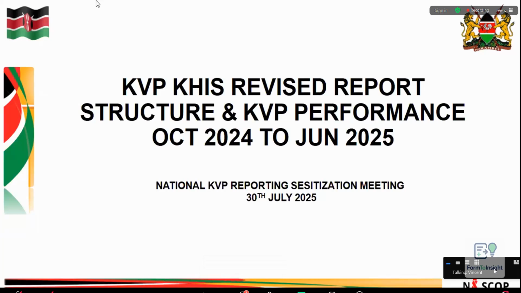KP on KHIS, including VP and even the 731-6, the MAT reporting tool for those sites implementing MAT, and again the commodity tool, which used to be reported at sub-county level, was moved to facility level, just for accountability and making sure that commodities are properly accounted for.